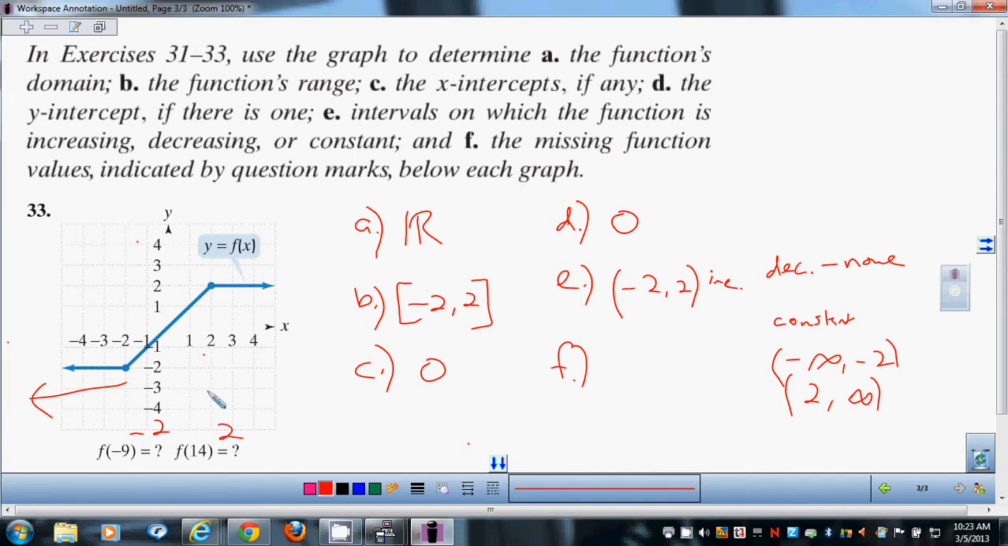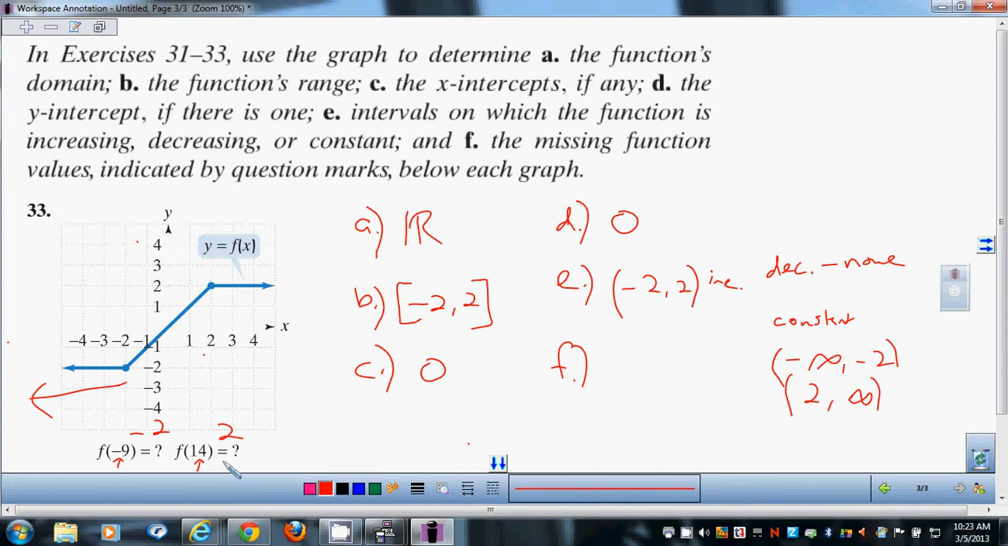Any questions about A through F, any of those parts? How we got something, why we got something, why we wrote something, anything like that. Oh, and these right here? Yeah, they give you the x value and they want the y coordinate. Perfect. Any other questions?